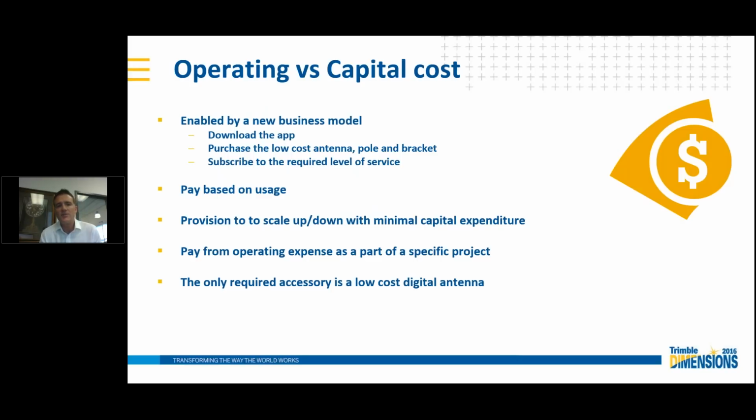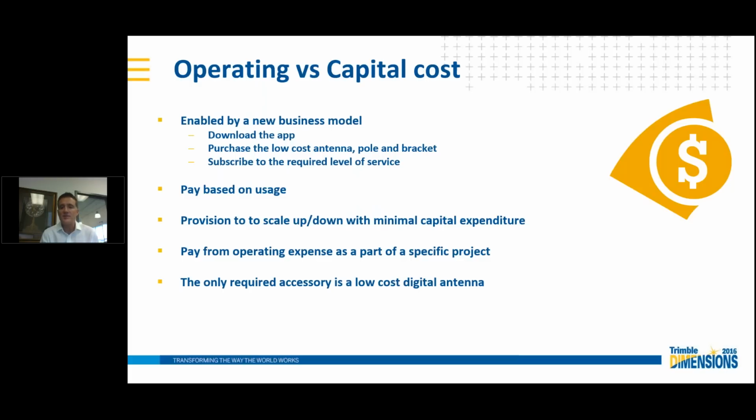So, like I said earlier as well, this is basically a system that, think of it as a rental. You put in an operating cost versus a capital cost. So you download the app, purchase a low-cost antenna, pole and bracket, and subscribe to the level of service. Pay based on usage, and it enables you to scale up and down based on your project, based on the accuracy you require, when you're working, where you're working, that sort of thing.